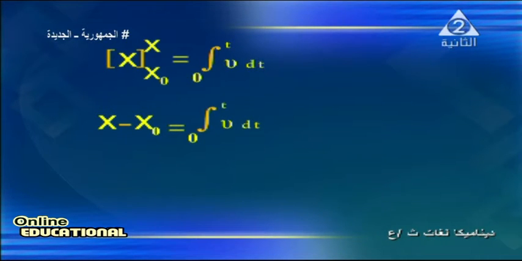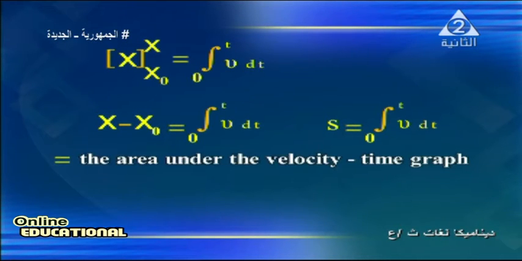x minus x naught is the displacement. Then s, the displacement s, equals the integration of v dt from 0 to t. This equals the area under the velocity-time graph.